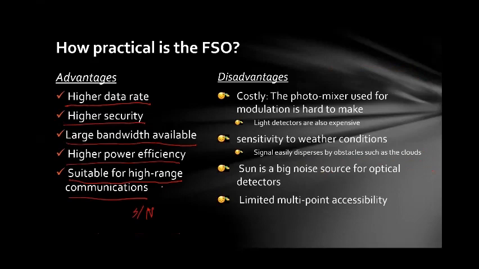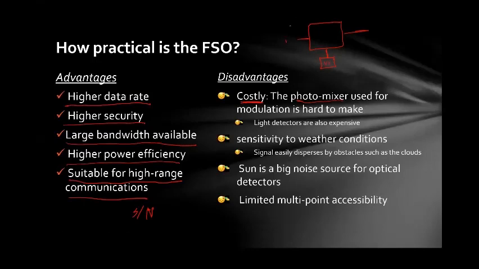So the first, and I think it's predictable, is that it's costly. It's costly because of many reasons. First is because of the photo mixers used there. So what's a mixer? A mixer is a device that is used for modulation. So let's say this is a mixer, and here we have the oscillator, a VCO, voltage controlled oscillator, and here we have the input.